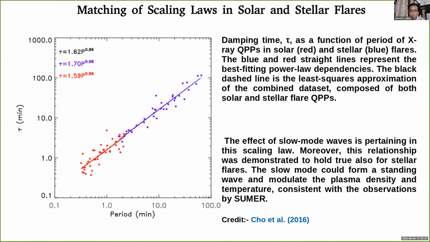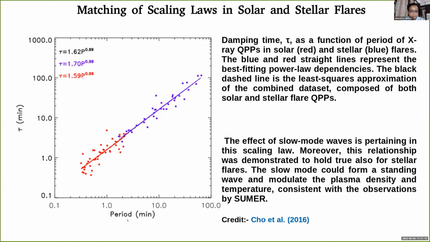There is one more very important work, done by Cho from Korea, who analyzed many X-ray flares and measured various parameters, and then plotted the scaling between the damping time and the period. This was fitted with a power law, and a kind of linear relation was developing here. You can see the blue and red are the case for the solar flares, and both are matching and correlating very well.